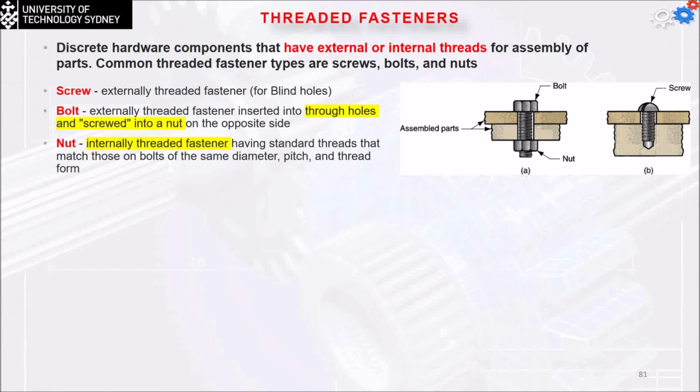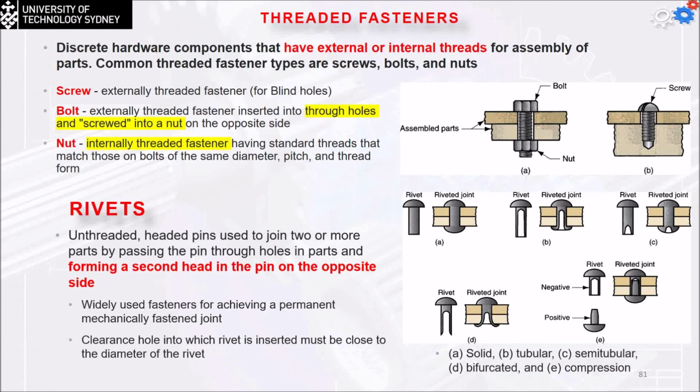For the rivets, usually it's going to be a permanent type, unthreaded, headed pins which are used to join two or more parts by simply passing the pin through the holes in the parts, and then we form the second head on the pin on the opposite side. It's a widely used fastener for achieving permanent mechanically fastened joints, and the clearance of the holes must be very close to the diameter of the rivet, so no movement is going to occur between the hole and the rivet itself.